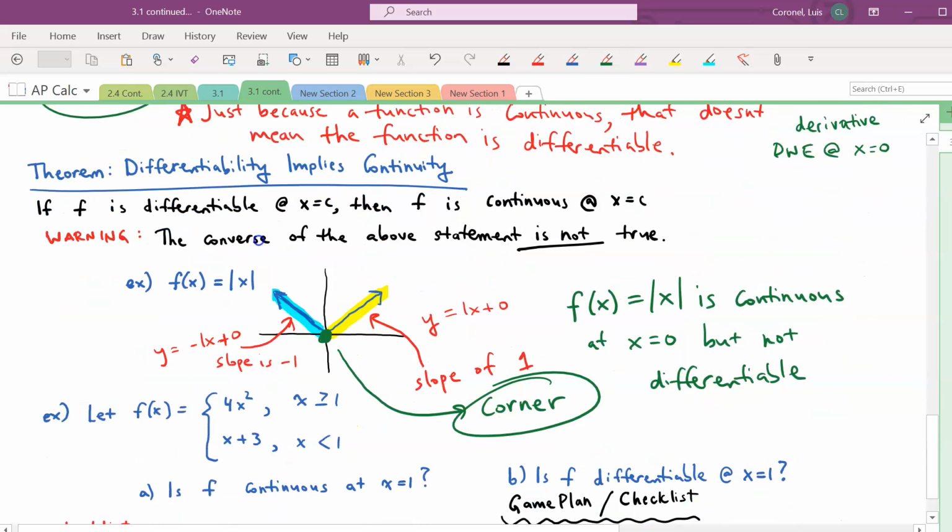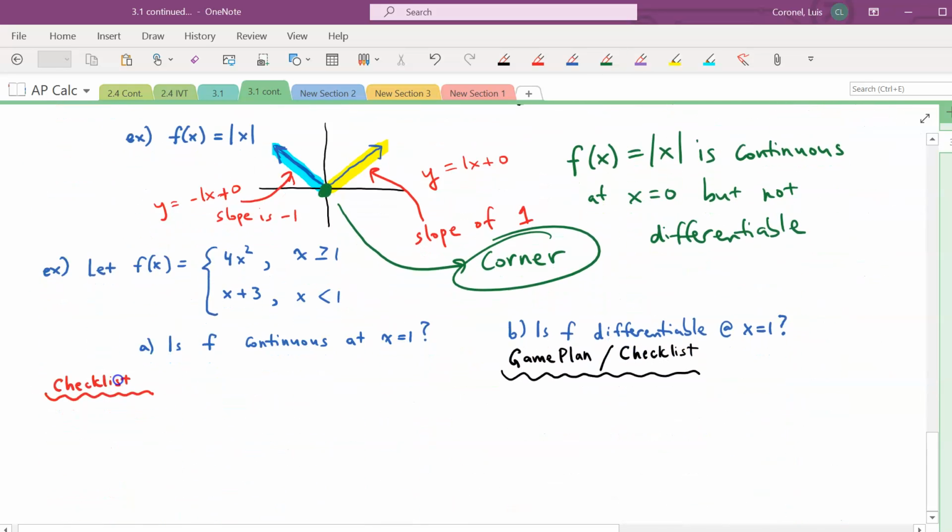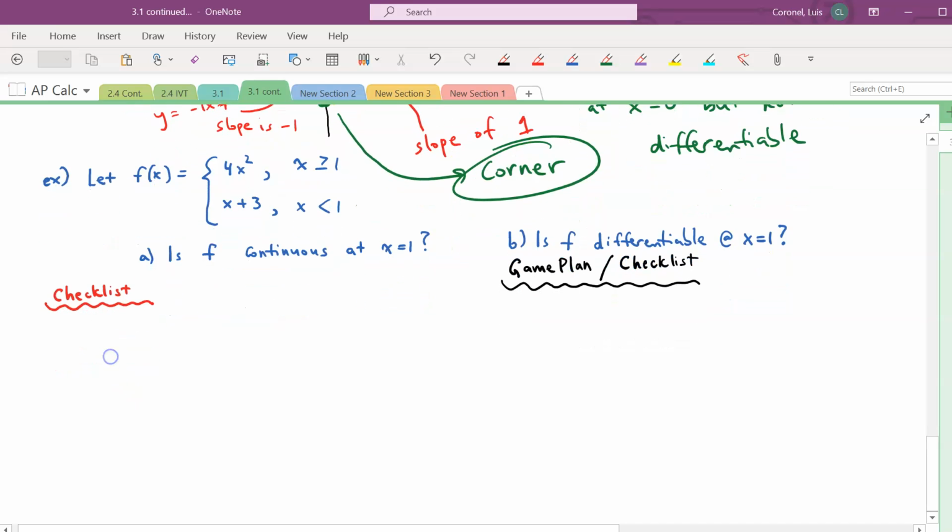Alright. So back to our example. Let's look at our next example. You have this piecewise function. Let f of x equal 4x squared when x is greater than or equal to 1, or we have a different graph, x plus 3, when x is less than 1. So there are two parts to the graph. We have a quadratic when x is greater than or equal to 1, and we have a linear graph when x is less than 1.